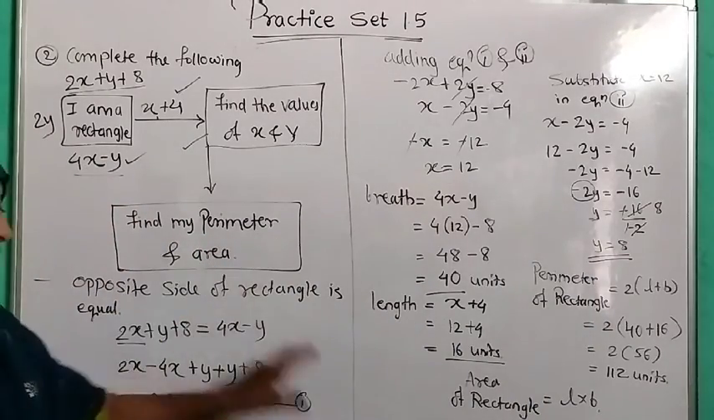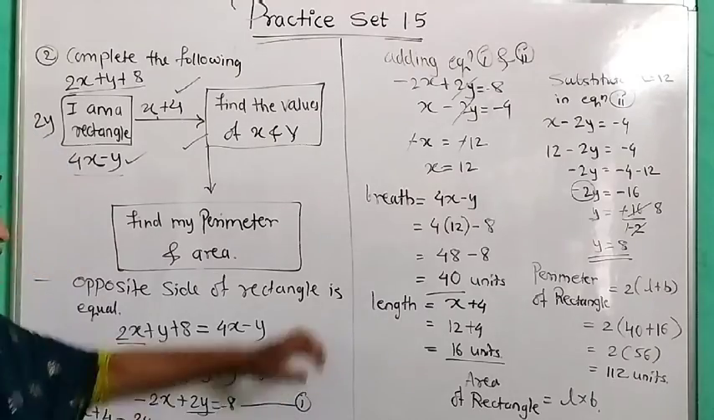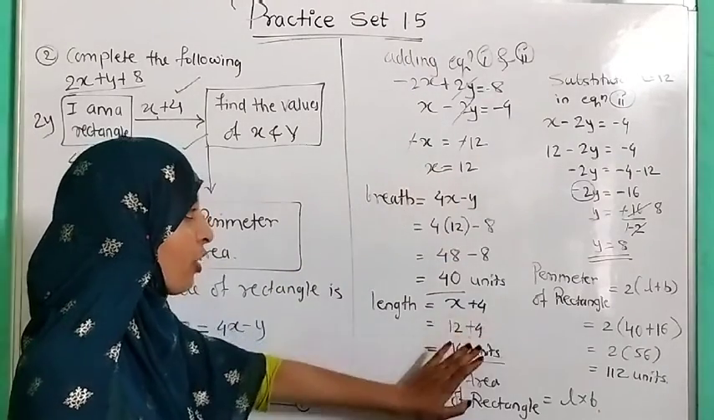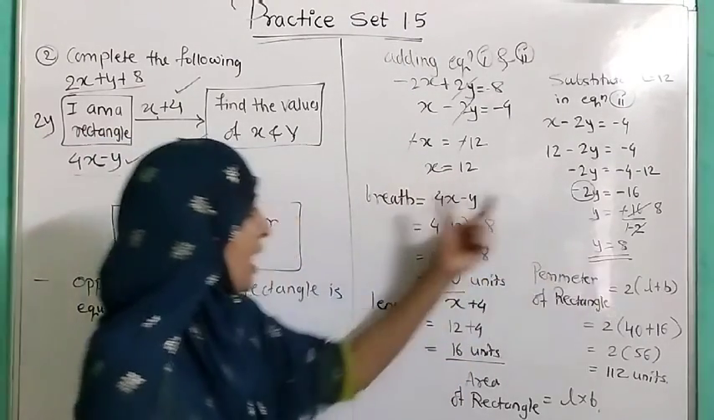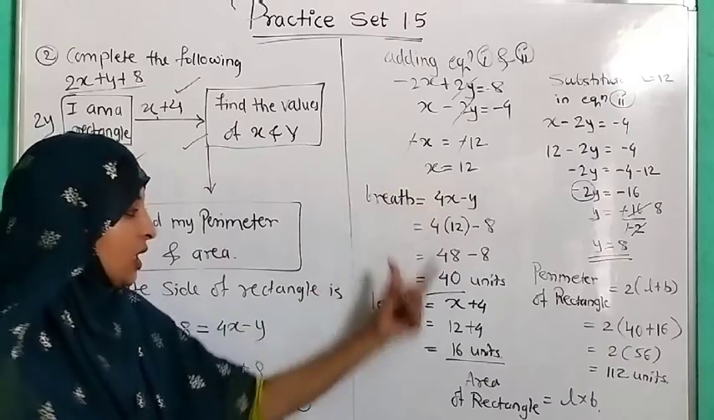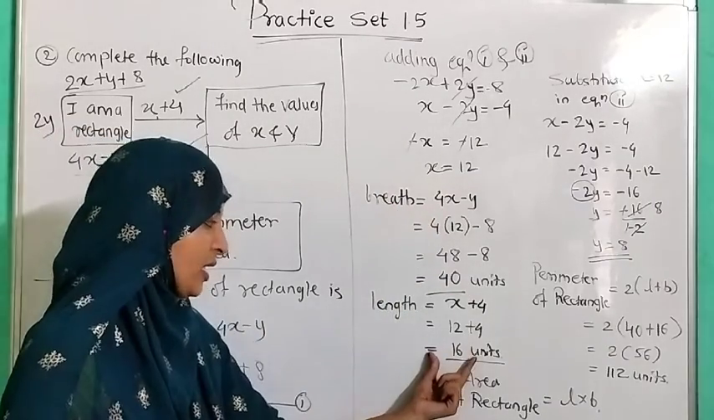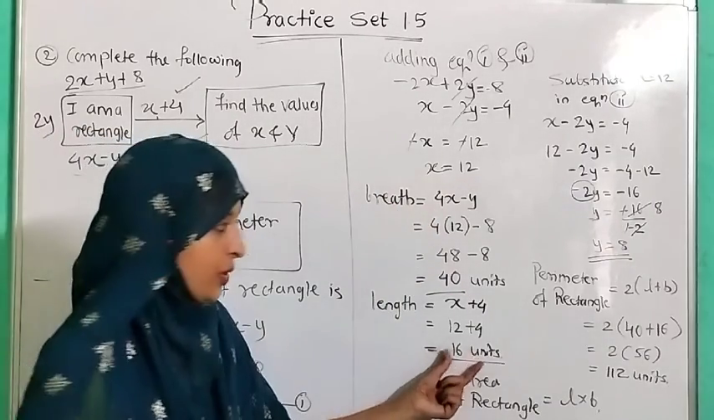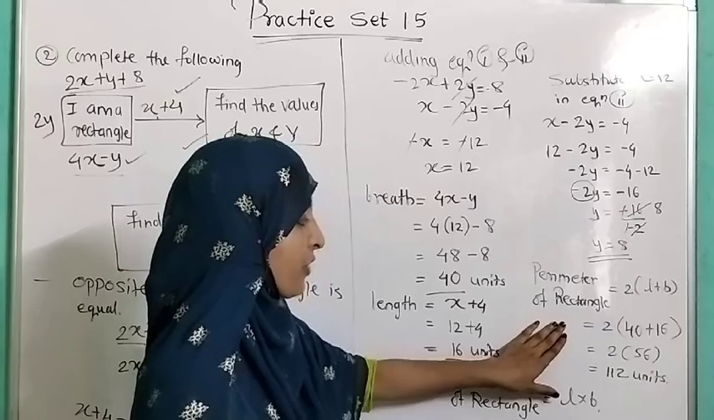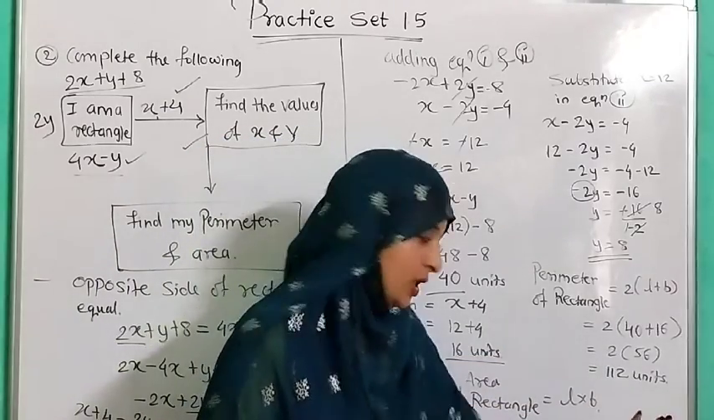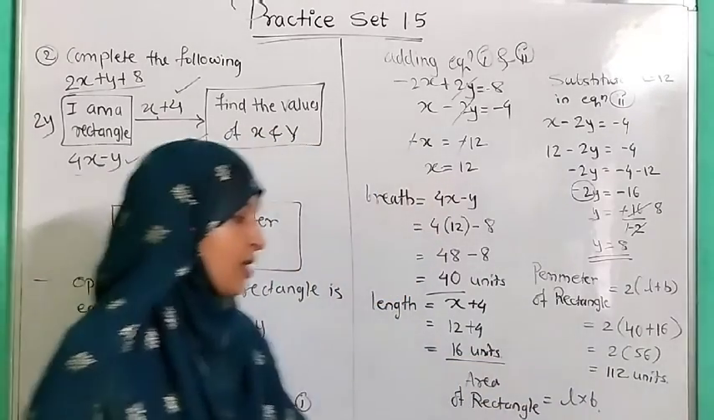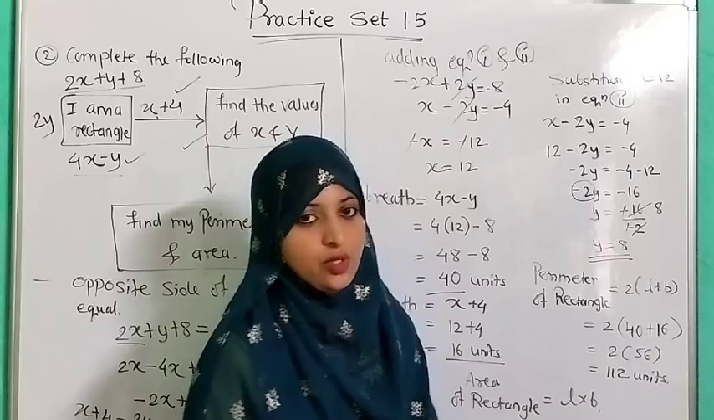So here the solution is the value of x is 12, the value of y is 8, and the breadth of the rectangle is 40 units, and the length of the rectangle is 16 units, as well as the perimeter of the rectangle is 112 units, and the area of the rectangle is 640 square units.